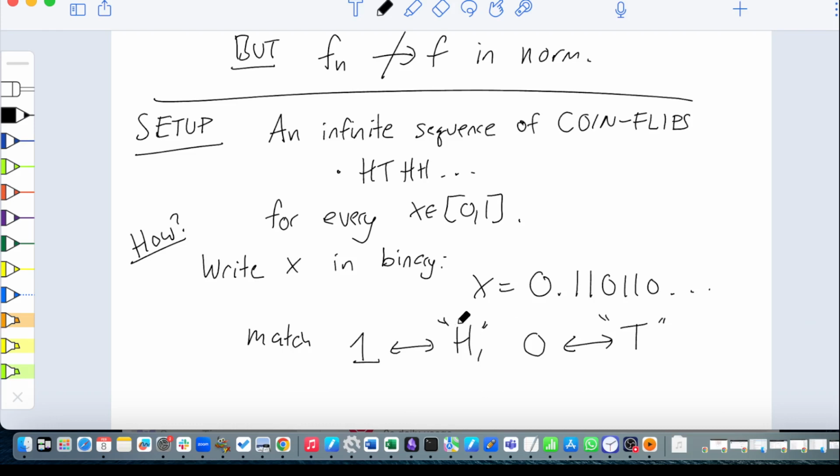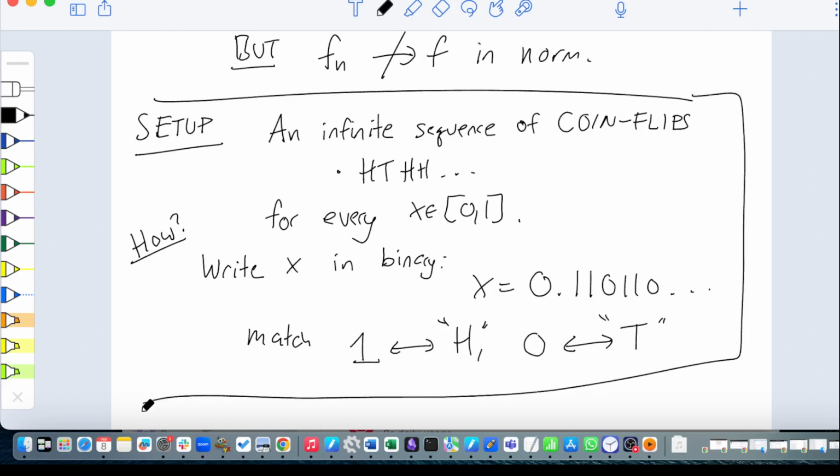And it turns out that this works perfectly well. All of the coin flips will be equally likely to be heads or tails. If you pick a random number in [0, 1], all of the binary digits are equally likely to be 0 and 1. Not very surprising. Okay, so this is how you can assign to a sequence of heads and tails. It's the same thing as a point in [0, 1]. And now here are my functions fn. I guess before I do the functions, any questions about the setup?